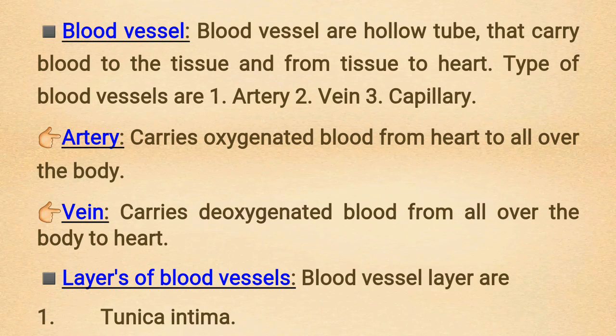Blood vessel. Blood vessels are hollow tubes that carry blood to the tissue and from tissue to heart. Types of blood vessel are number 1 artery, number 2 vein, number 3 capillary. Artery carries oxygenated blood from heart to all over the body. Vein carries deoxygenated blood from all over the body to heart.